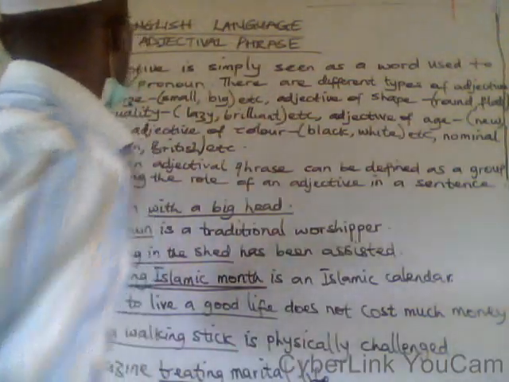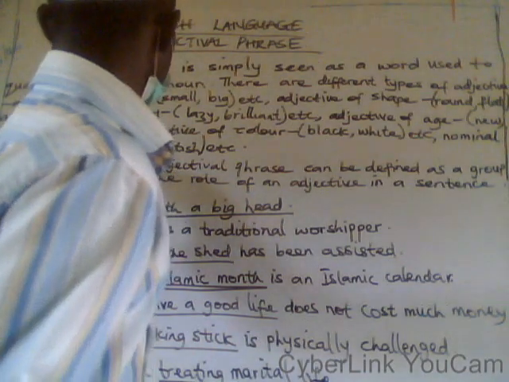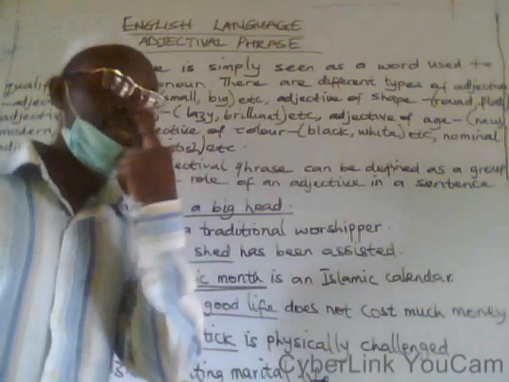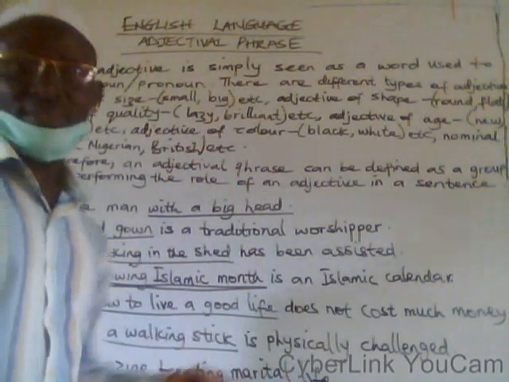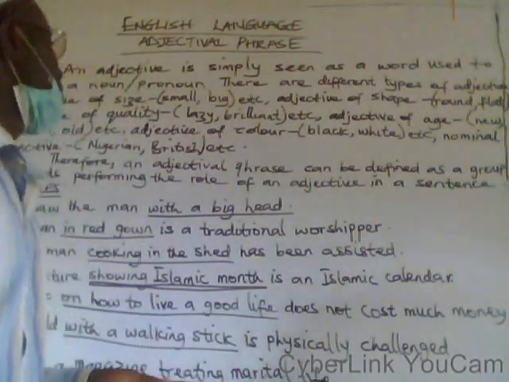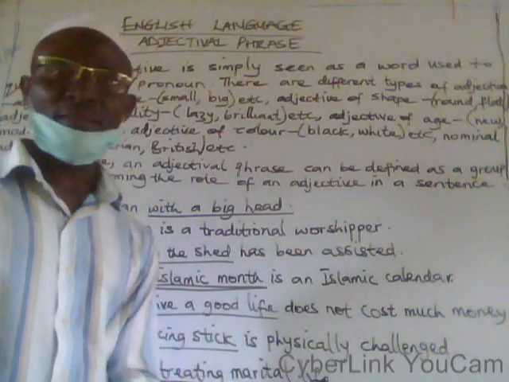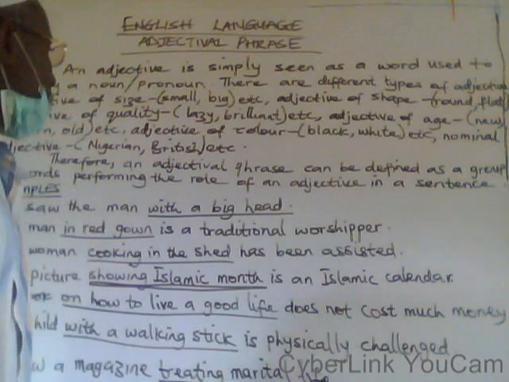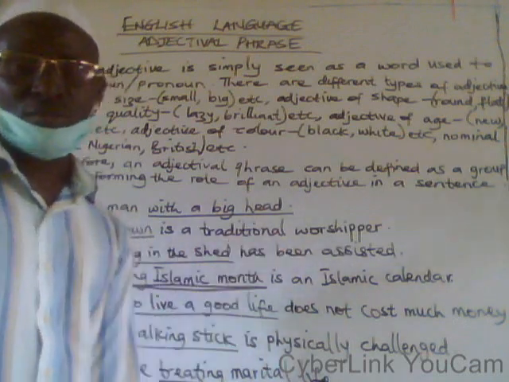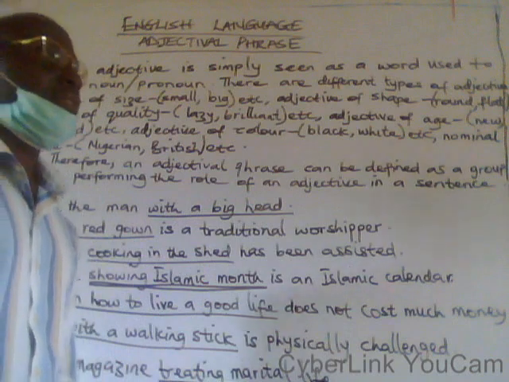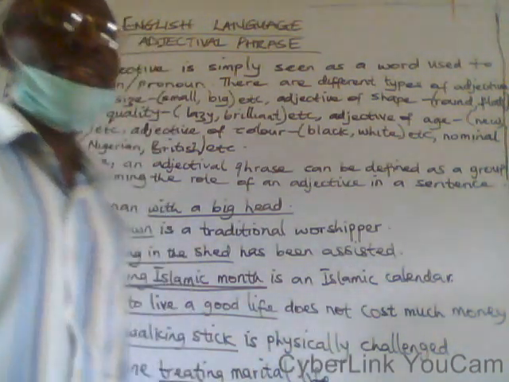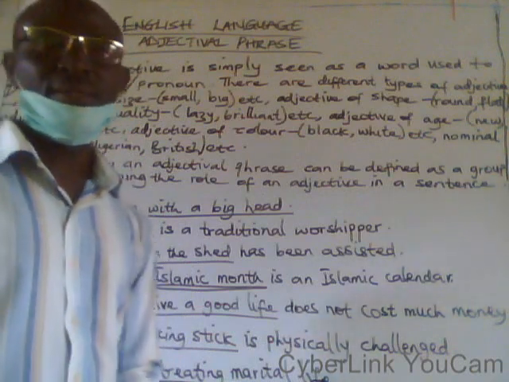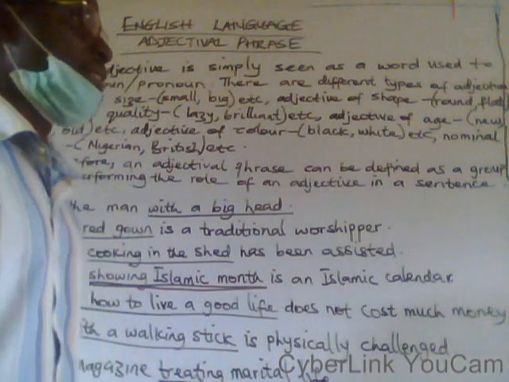The nominal adjective, e.g., Nigerian, British, Chinese, American, and so on and so forth. The British man has traveled back. I am a Nigerian. I am a Nigerian citizen. That is, I'm a citizen of Nigeria.